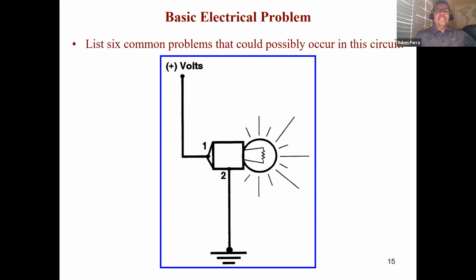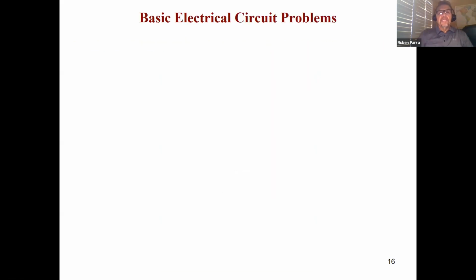Okay, so anyways, list 6 common problems that can occur in this electrical circuit. I'll give you a second to do that. Think about 6 basic electrical problems that can occur. Some are easy, some are not that easy. I'll give you a few seconds to think about that, okay? Okay, so let's start listing those up. Some of those should be pretty easy, right?